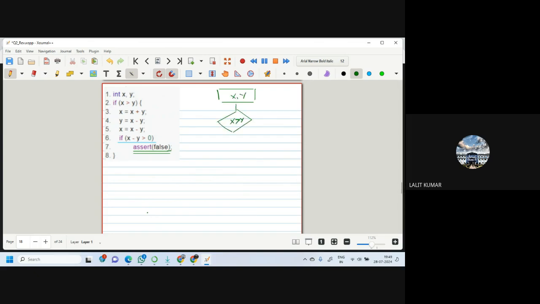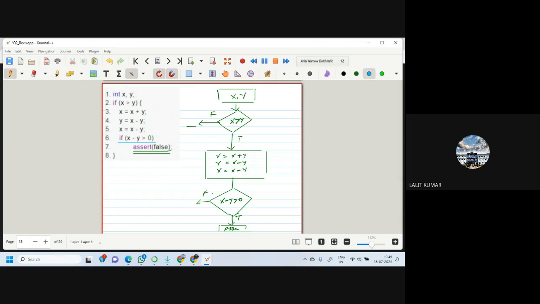X is greater than y. If it is false, we don't know what is happening. If it is true, then it does some assignments: x is equal to x plus y, y is equal to x minus y, x is equal to x minus y, and again it checks whether x minus y is greater than 0. If it is true, then it asserts false. If it is false, we don't know what is happening.